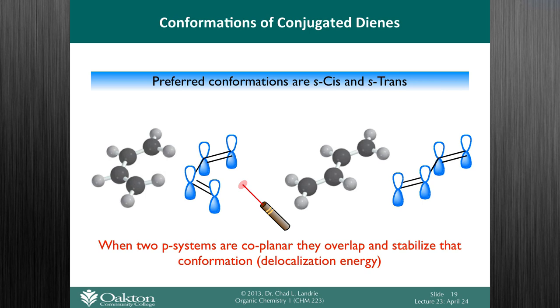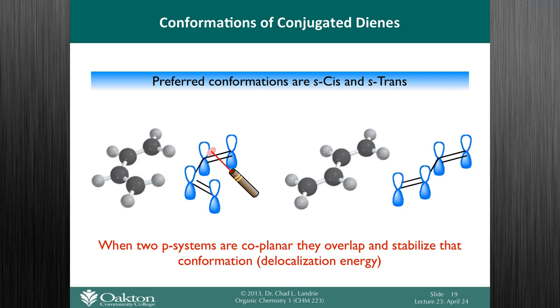If we look at a molecular orbital diagram, we can see that both in s-cis and in s-trans, all four p orbitals are parallel to one another. That means that we can efficiently overlap in between the two pi systems, which gives me a conjugated system. A conjugated system has extra stability. It has that delocalization energy. The same is true for s-trans.